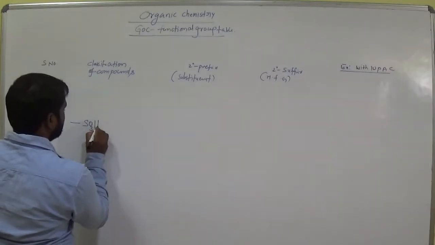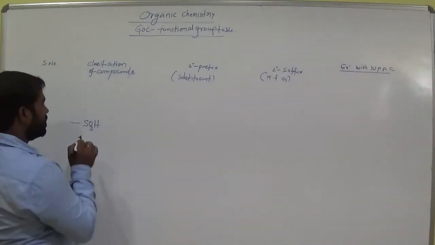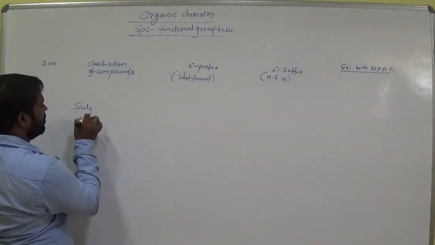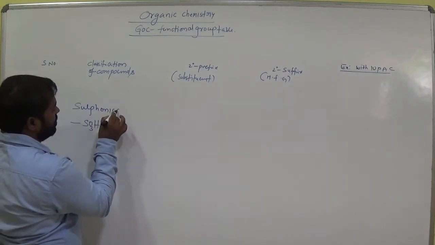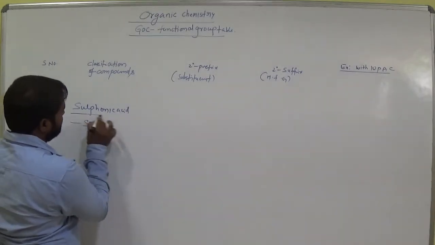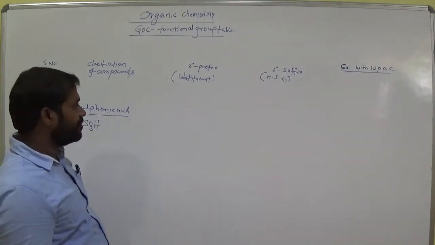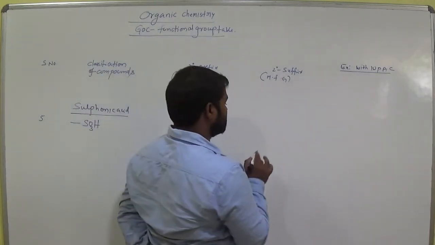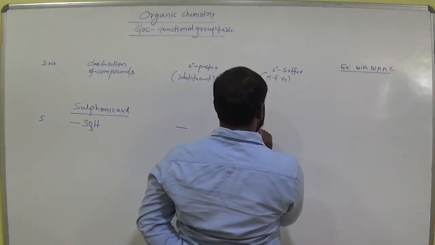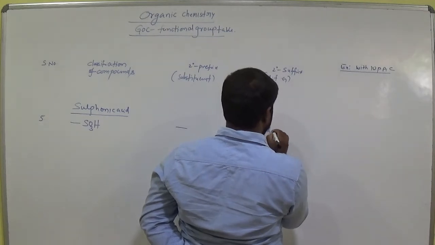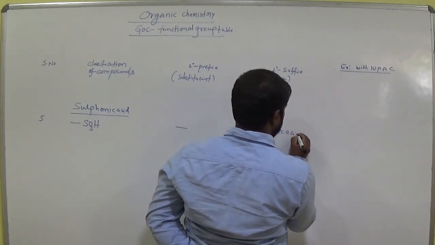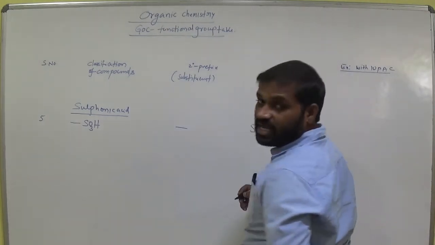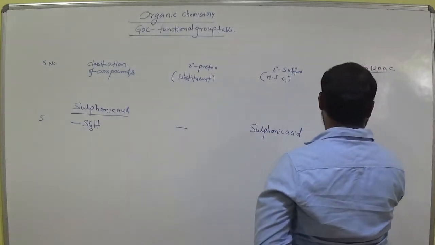Next one: SO3H. This is the functional group. We call it sulfonic acid. Mostly it acts as a secondary suffix, so as a secondary suffix we call it sulfonic acid only. Let's take the example.